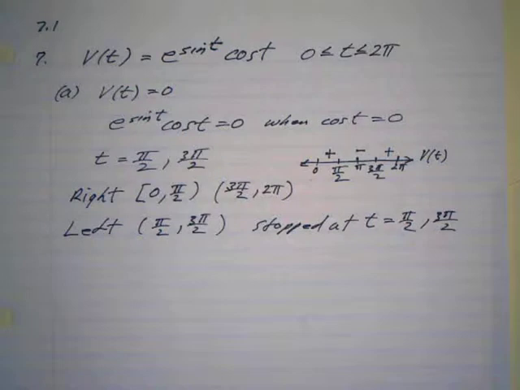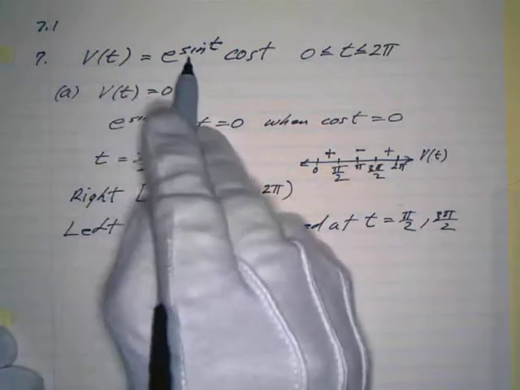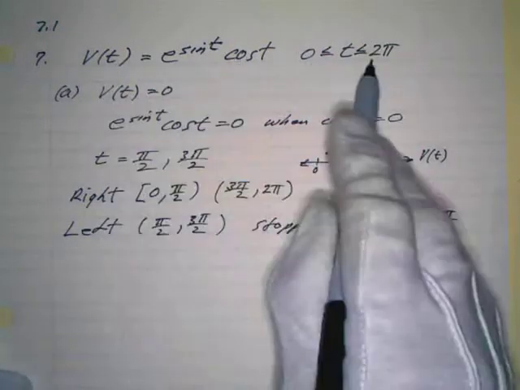Okay, this is number 7 on 7.1. Hopefully you had a chance to take a look at this, try it on your own. I kind of filled in a little bit so we could see what was going on. This was the velocity equation was equal to e to the sine t cosine of t on this interval.